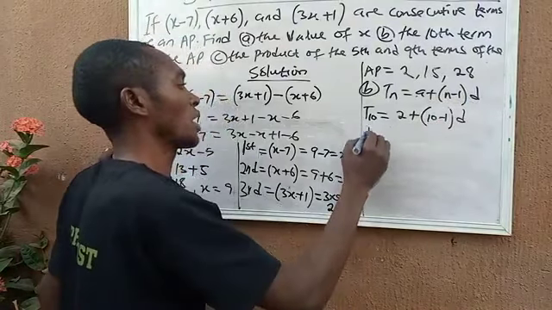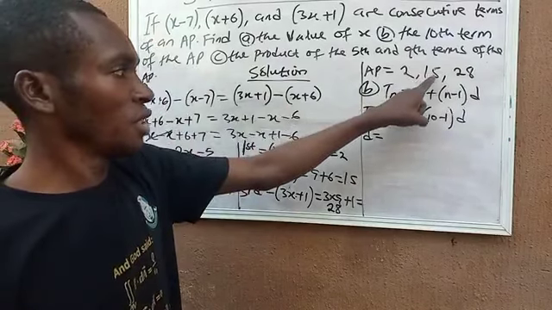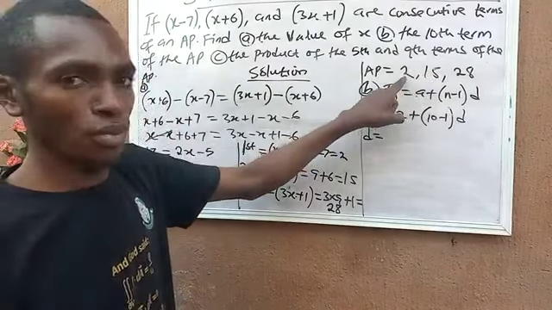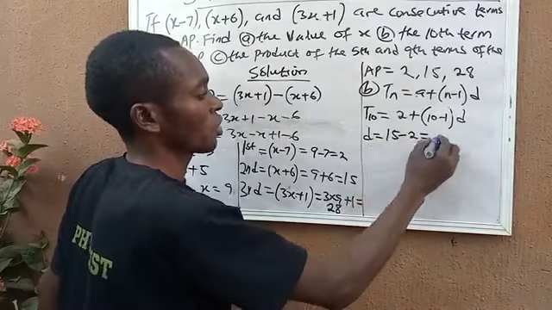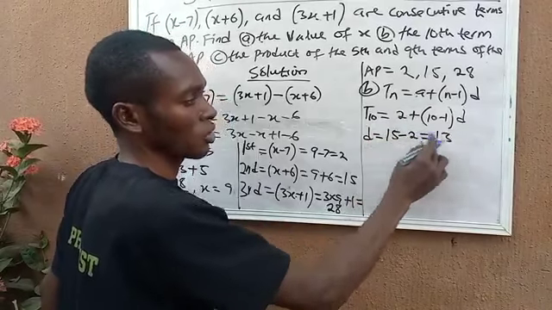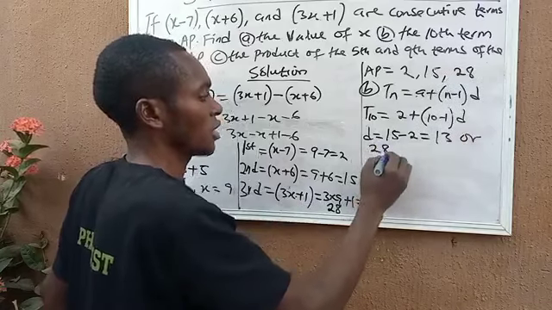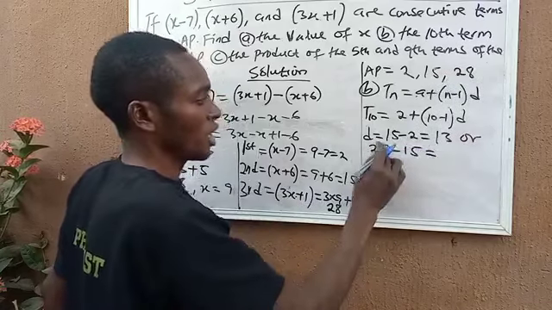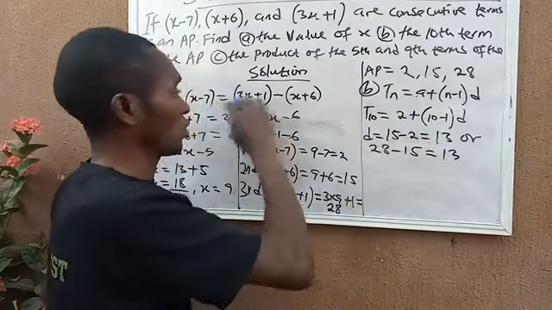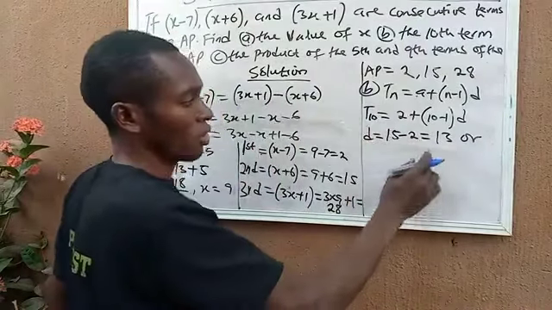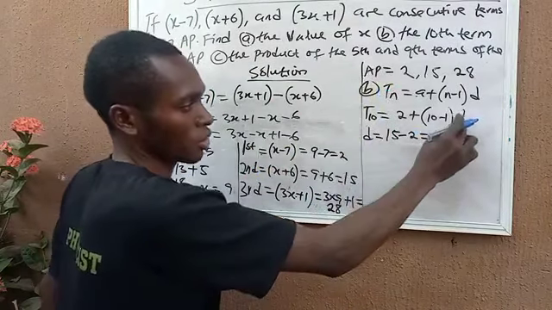Now we don't know D, but we can get D by the pattern we applied here. We can say 15 minus 2. 15 minus 2 is what? It gives us 13. 5 minus 2 is 3, 1 minus 0 is 1. Or if you say 28 minus 15, 8 minus 5 is 3, 2 minus 1 is 1. So you see, you still get the same answer, just the way I told us earlier. So our common difference is 13. So we can now substitute it here.